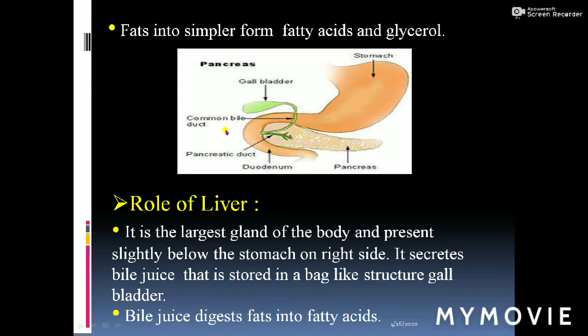Children, I told you that digestion starts from the mouth, because first the food is broken down into smaller pieces in the mouth, then in the stomach, and then in the small intestine. Here, bile juice digests fats into fatty acids. It means this is the simpler form of the fats. You know, fats are present in oil and ghee. These are the sources.